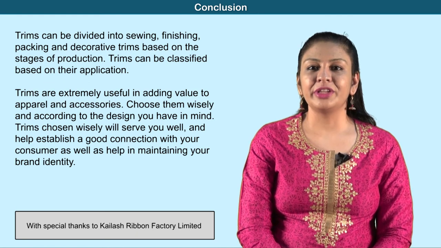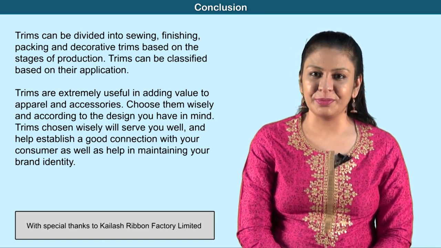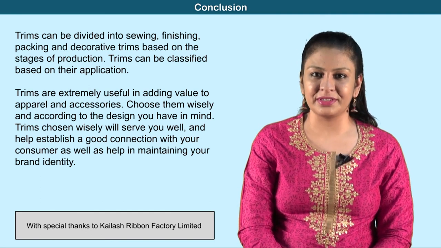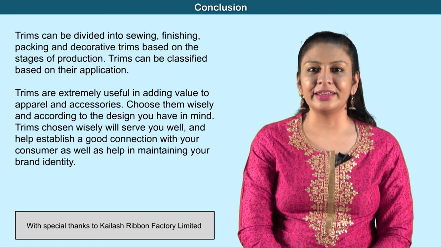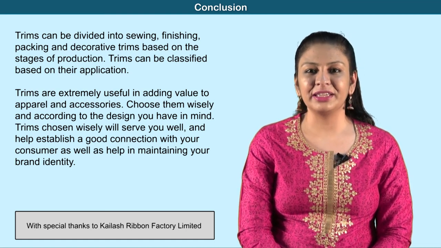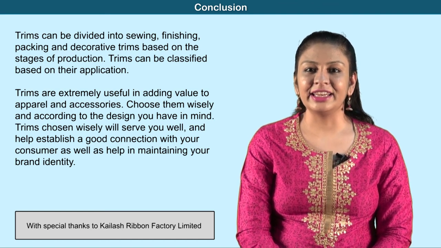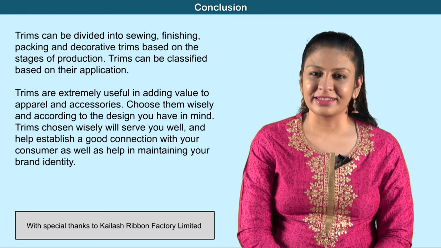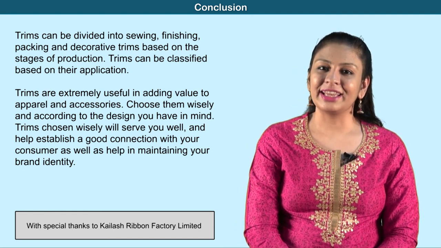With this, we come to the end of this particular unit. In this unit, we have discussed the fashion trims that are used on both garments and accessories. We have looked at various categories of trims. We have seen how trims can be divided into sewing, finishing, packing, and decorative trims based on production stages. We have also looked at the classification of trims based on their application. We have tried to look at trims such as interlining and interfacing, which are almost hidden from the eye. We have listed out types of ribbons and types of zippers too. We have learnt a little about buttons. We have understood what line size means.